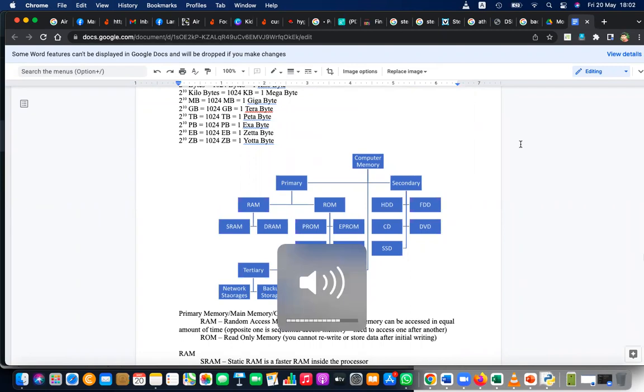Excuse me, sir. So as I said, what is the difference between SRAM and DRAM? Static RAM, dynamic RAM. What is the difference? DRAM is a separate one. SRAM is inside the processor, or attached to the processor.